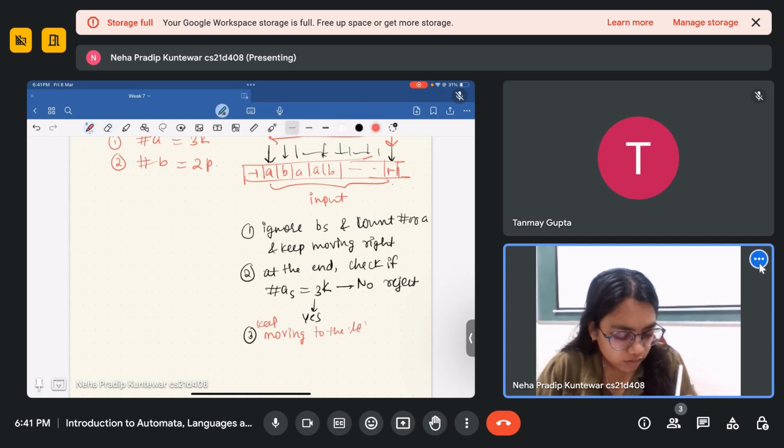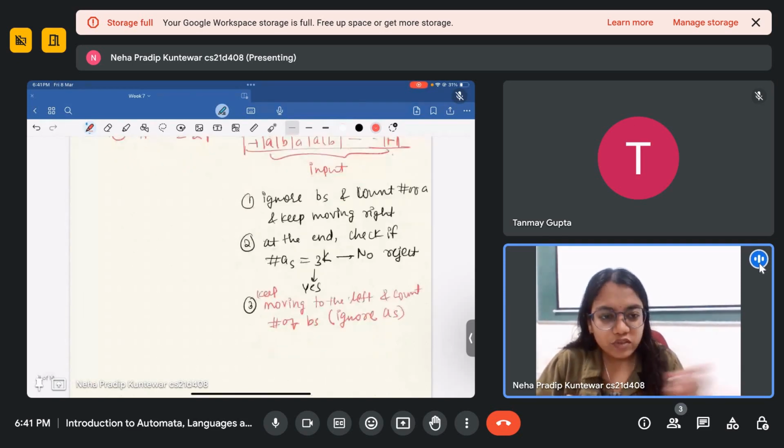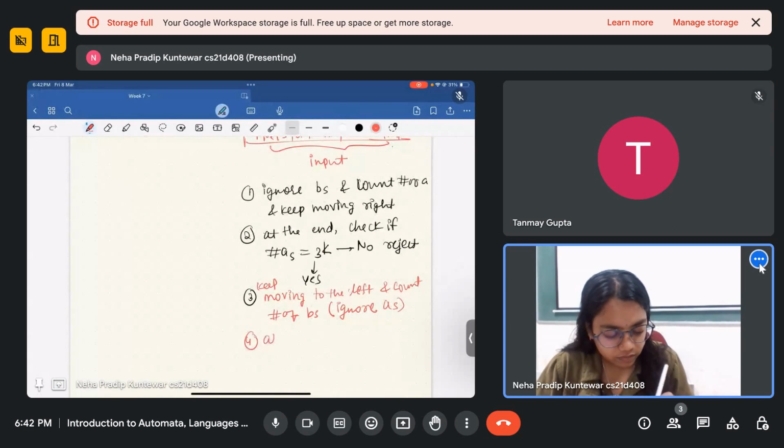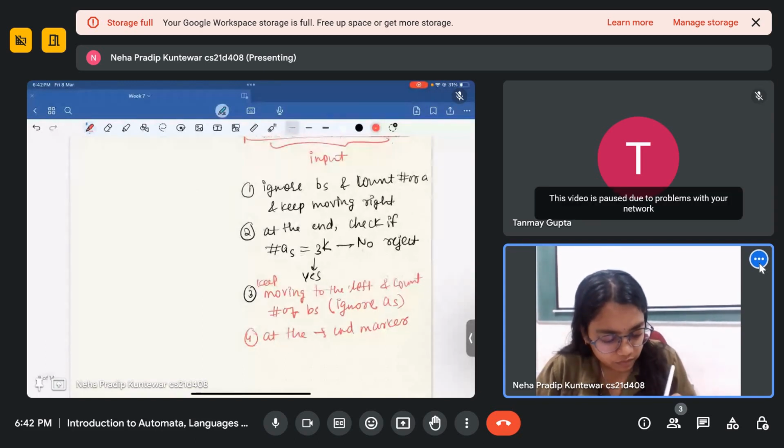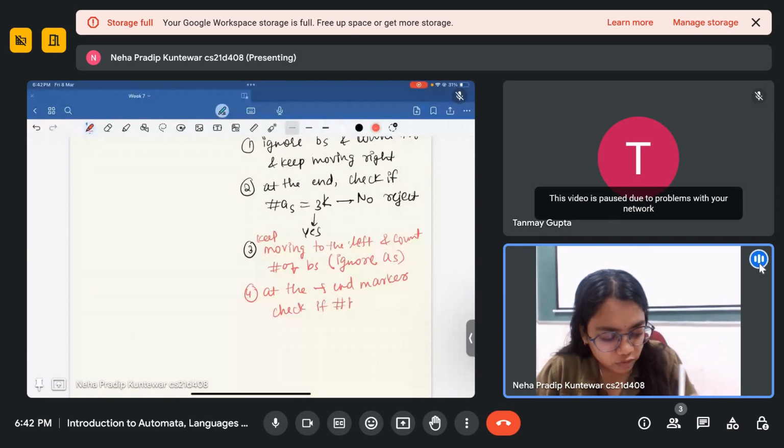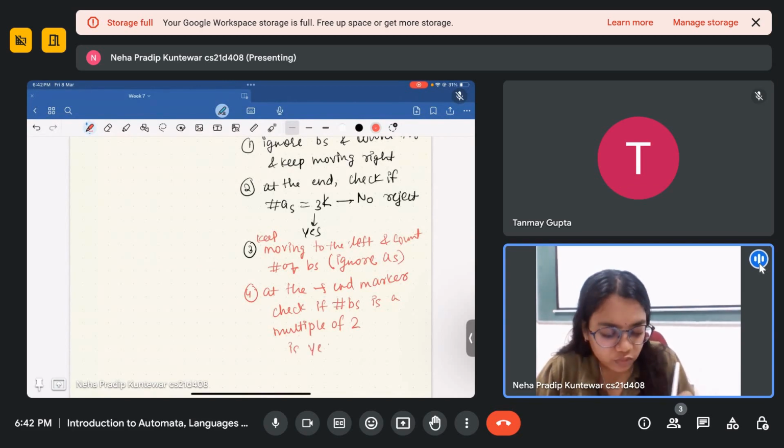So move to the left and count the number of B's. And by that we mean that if you see B, you count, and if you see A's, then ignore. Okay, once you've reached all the way at the left end marker, simply check whether the number of B's is a multiple of 2 or not. If yes, then we are going to accept. If no, then we are going to reject.